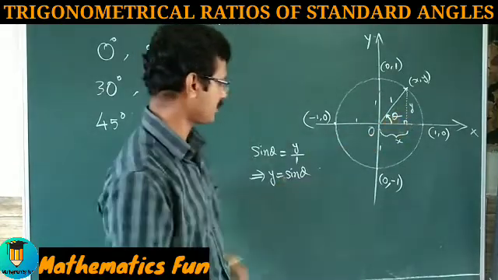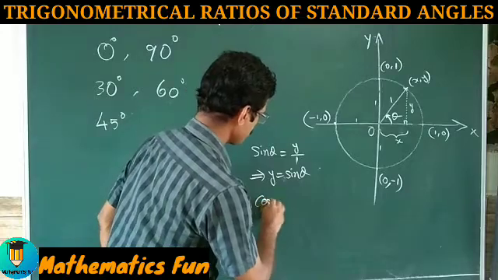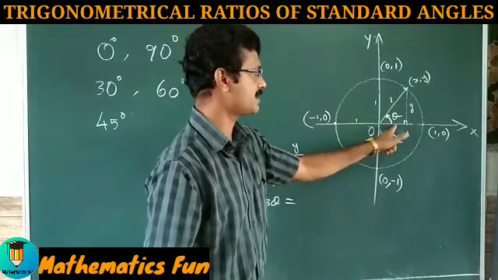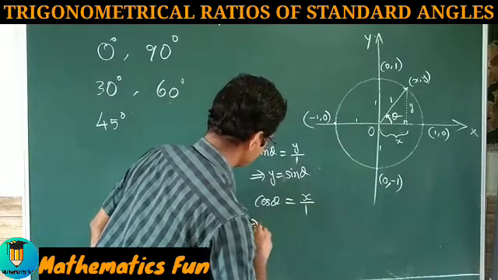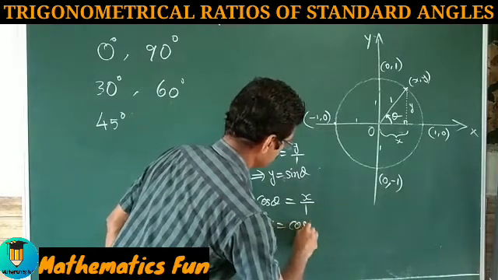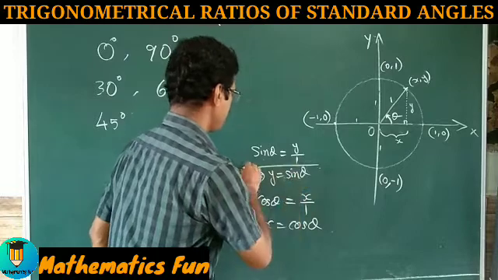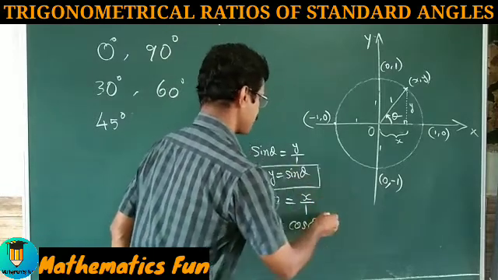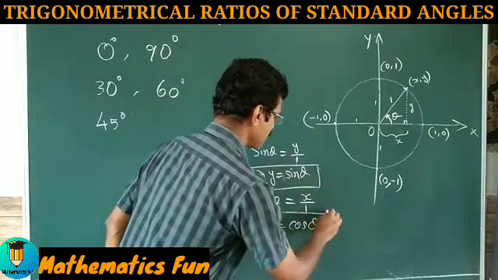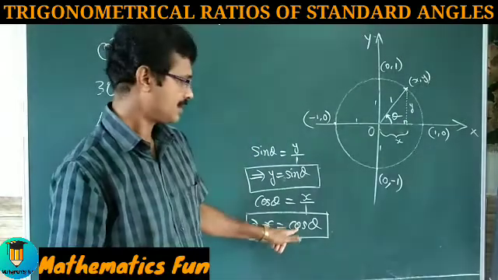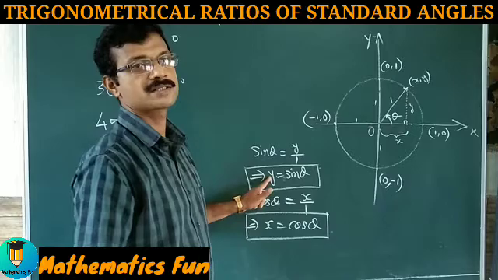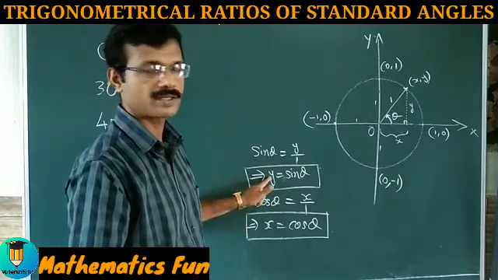In the same way, if I apply cos theta, cos theta is adjacent by hypotenuse, so it will come as x by 1. This implies x is equal to cos theta. That means if I take any point on the circumference of the unit circle, its x coordinate is represented by cos theta and its y coordinate is represented by sine theta. This is the general conclusion we can make.